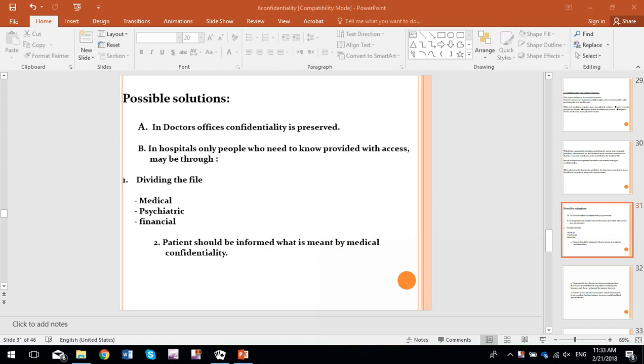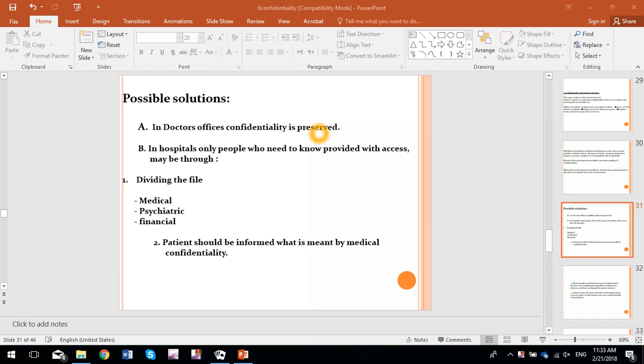What are the possible solutions in terms of confidentiality of information in the medical file of the patient? In the doctor's office, confidentiality is preferred. So in private practice, you have your own office and you deal with patients, so all the information is between you and the patient. No third party, and therefore the confidentiality here is preserved. But in hospitals, only people who need to know are provided with access.